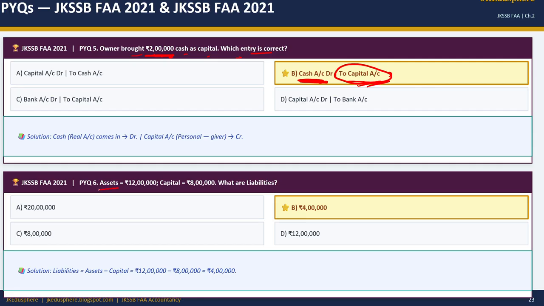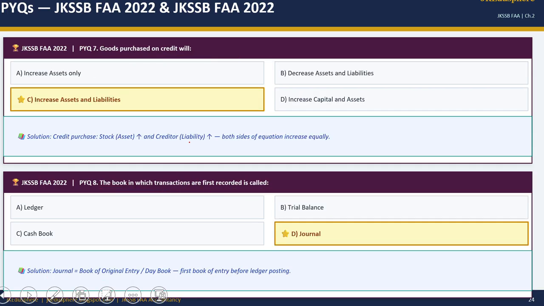Next one: what are the liabilities? This we can do by using the equation. Easy. Goods purchased on credit will increase asset and liability. Asset will be increased and liability will also increase. This we have seen previously also. The book where first transactions are recorded is the journal.